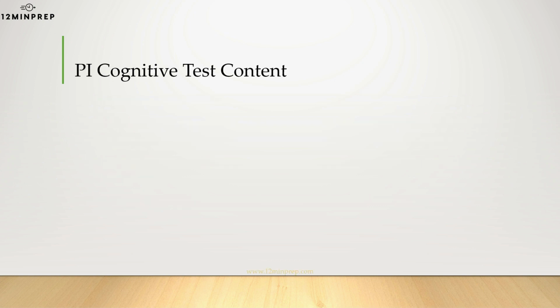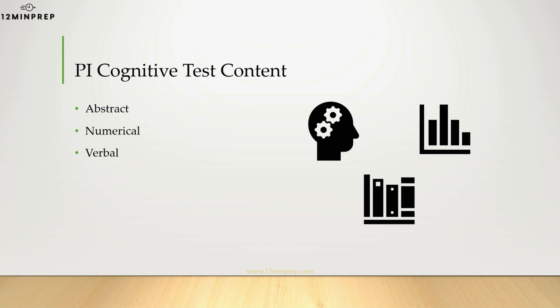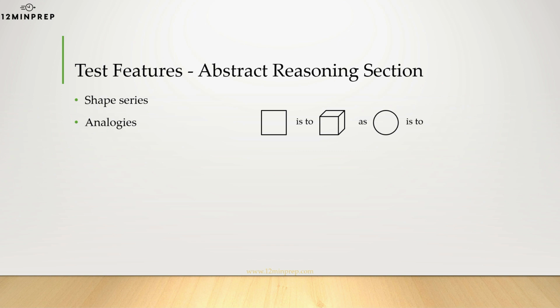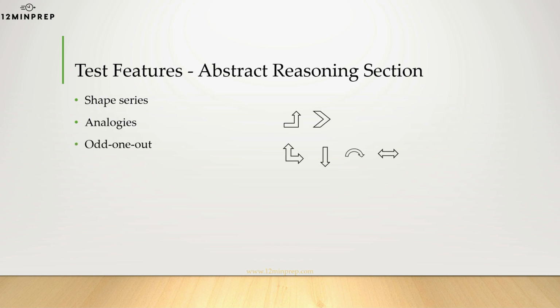There are 3 main cognitive sections in the test: abstract reasoning, numerical reasoning, and verbal reasoning. Each of these areas has a dedicated lesson in this course, and we will discuss that later. The abstract reasoning section includes 3 question styles: shape series, in which you're asked to complete a pattern of 3 or 4 horizontal frames; shape analogies, which ask you to complete a missing pair of shapes that show the same relationship as another pair of shapes; and lastly, identifying the odd image out of a group of 6 images.